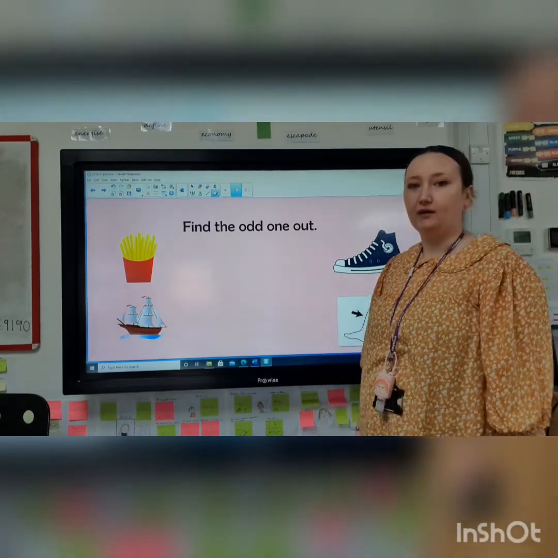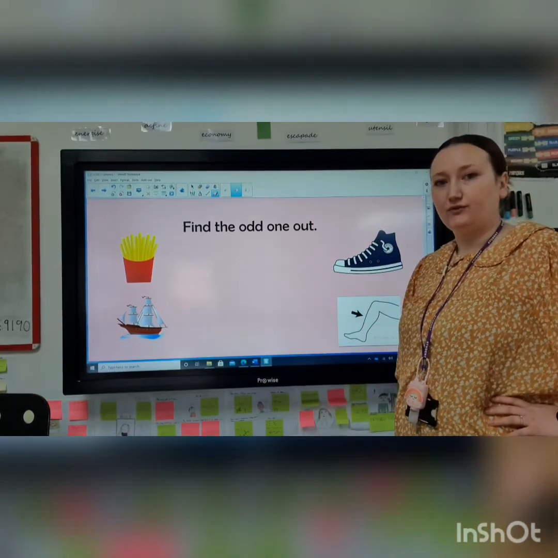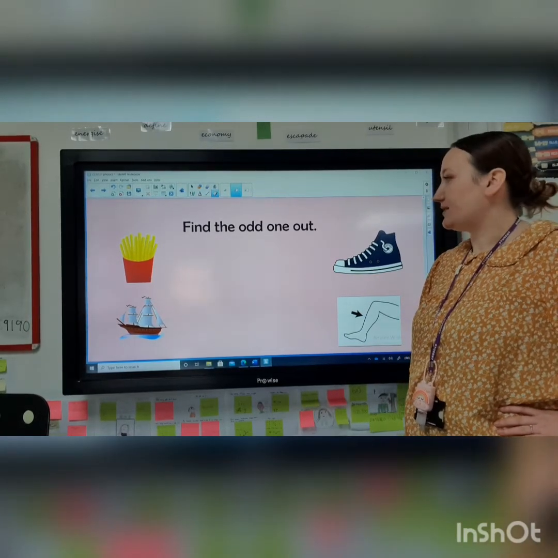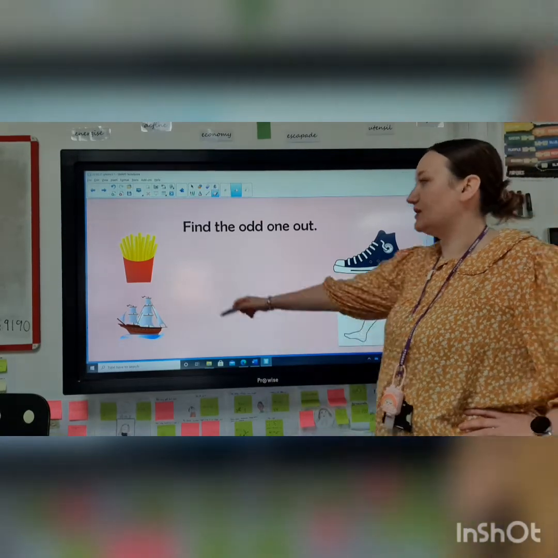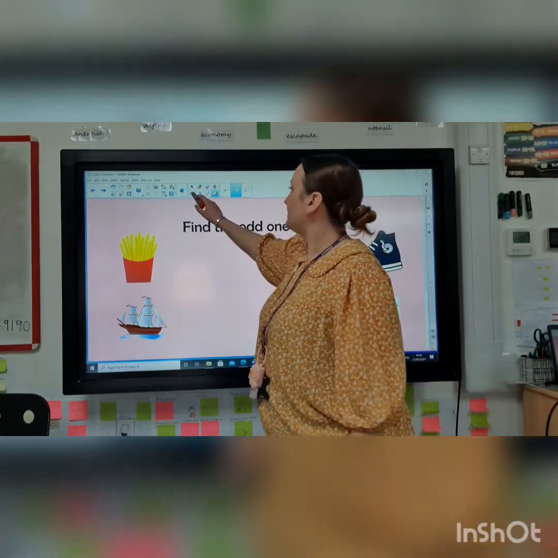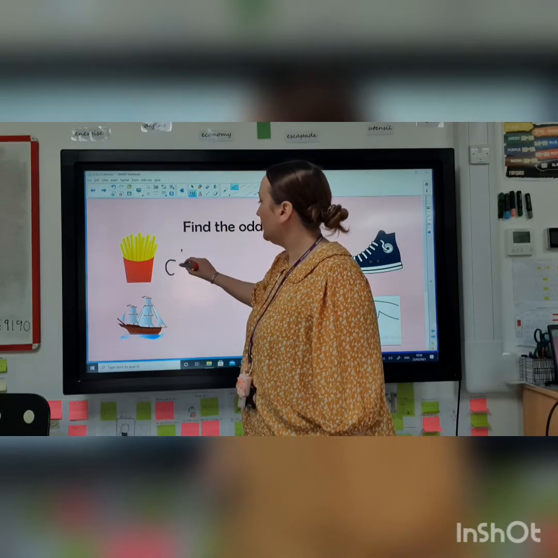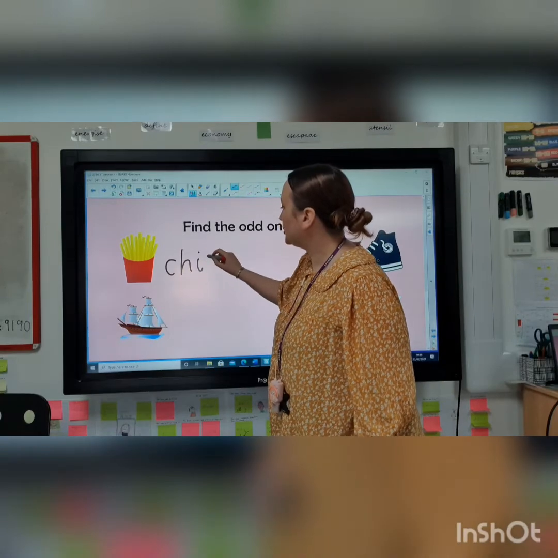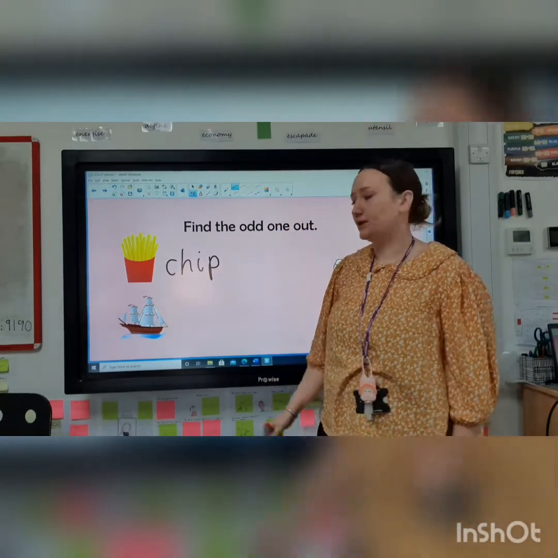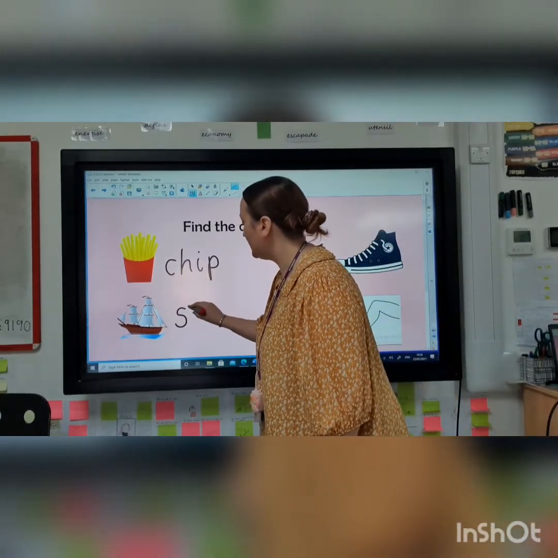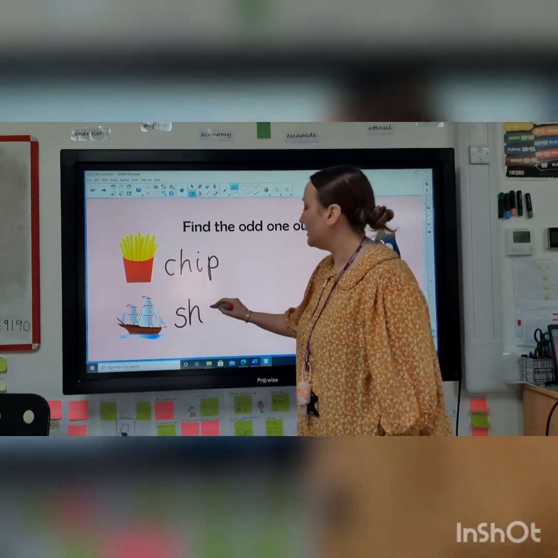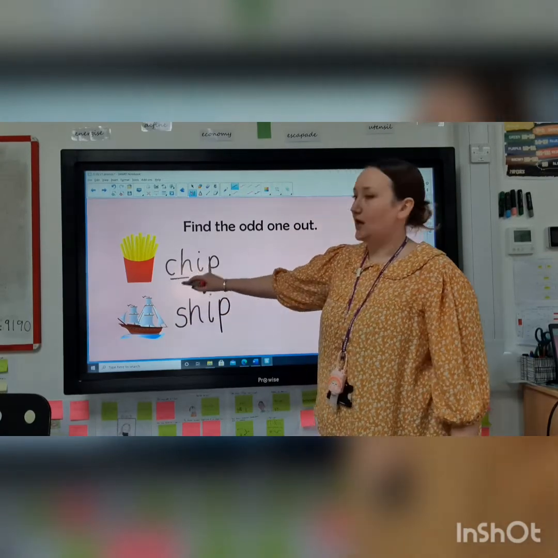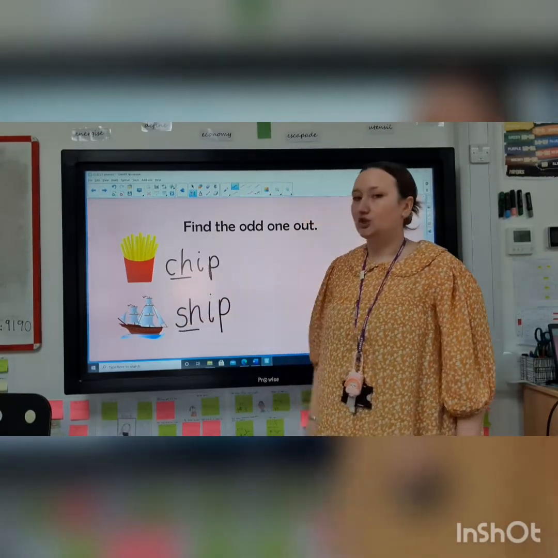Which one is the odd one out? Which one has a different initial phoneme? Okay, 1, 2, 3, you tell me. So hopefully you would have got it is the chips, because chip is this ch phoneme, okay? And we've got ship here, so it does sound a little bit similar. They are very different phonemes. So we've got chip and ship, okay?